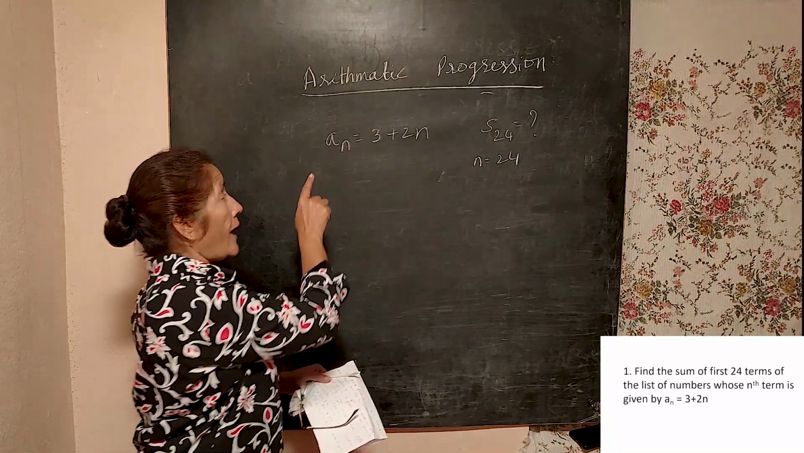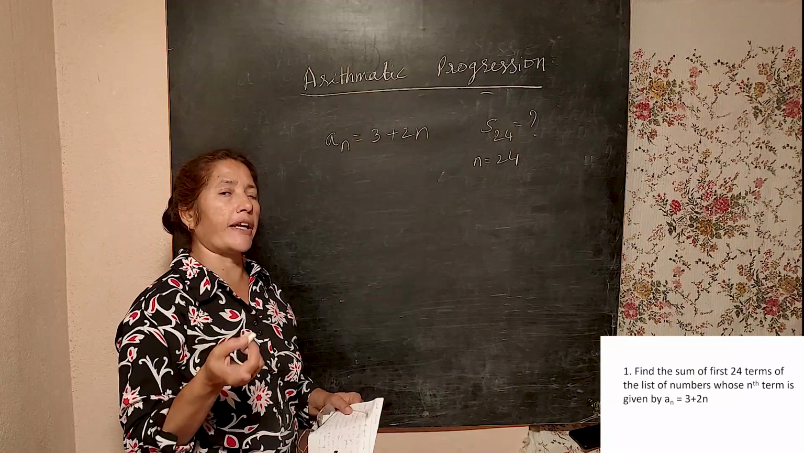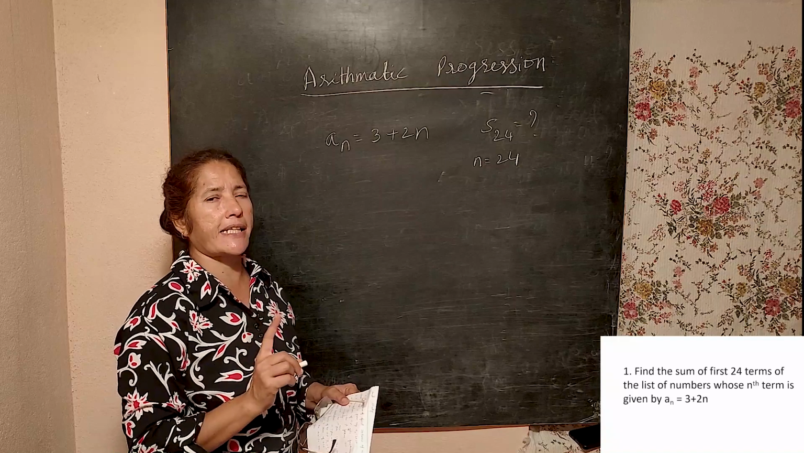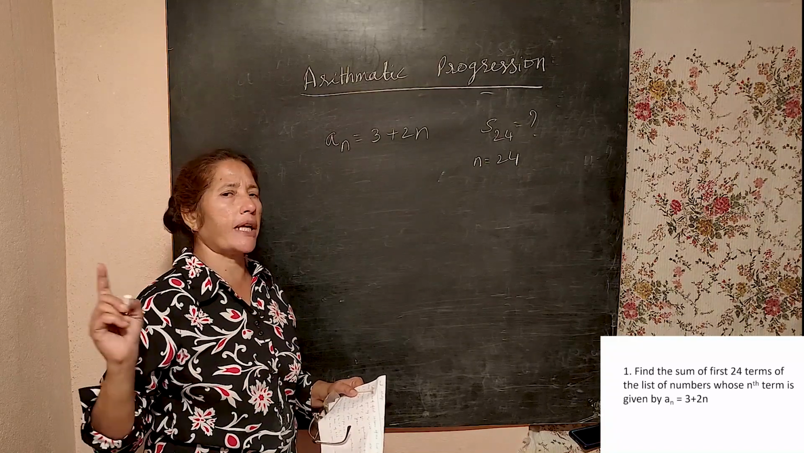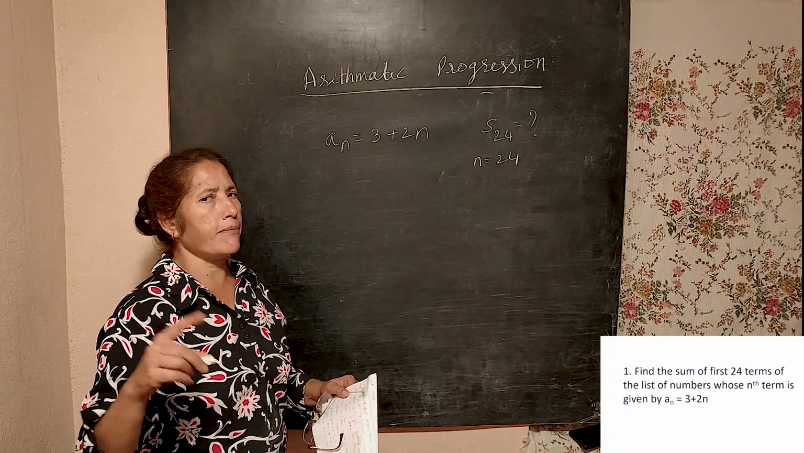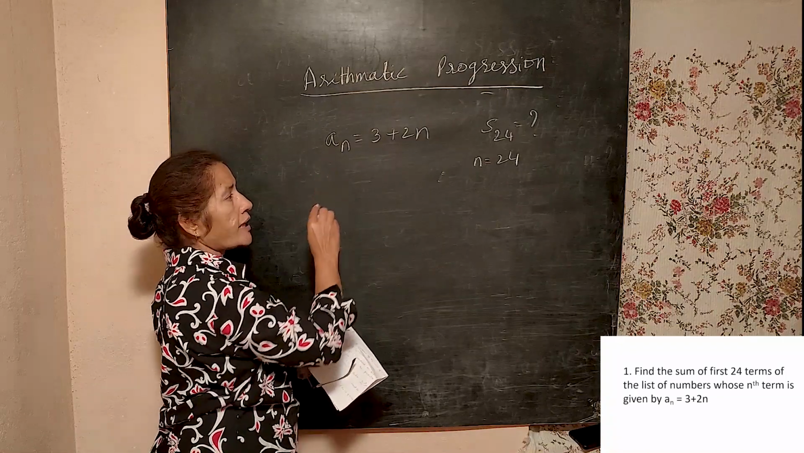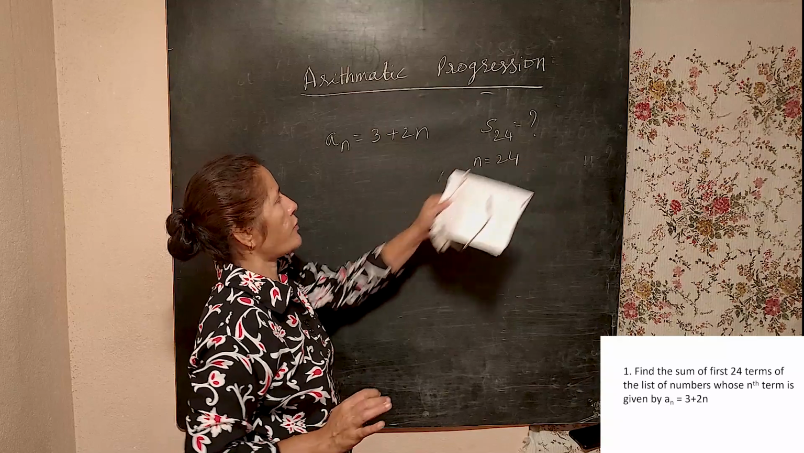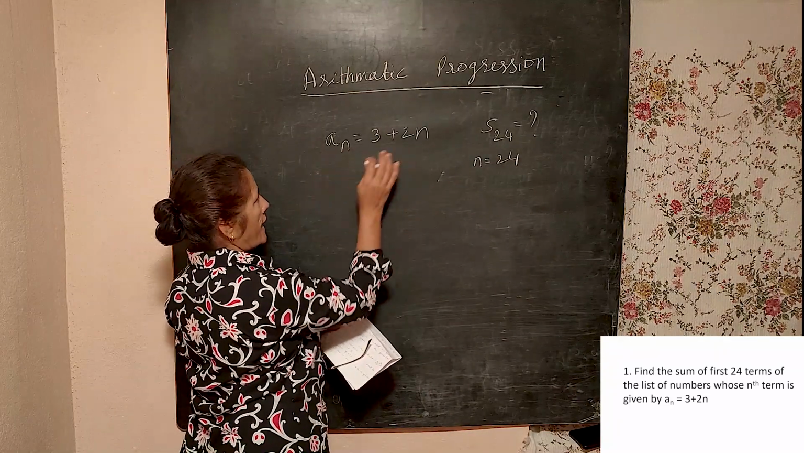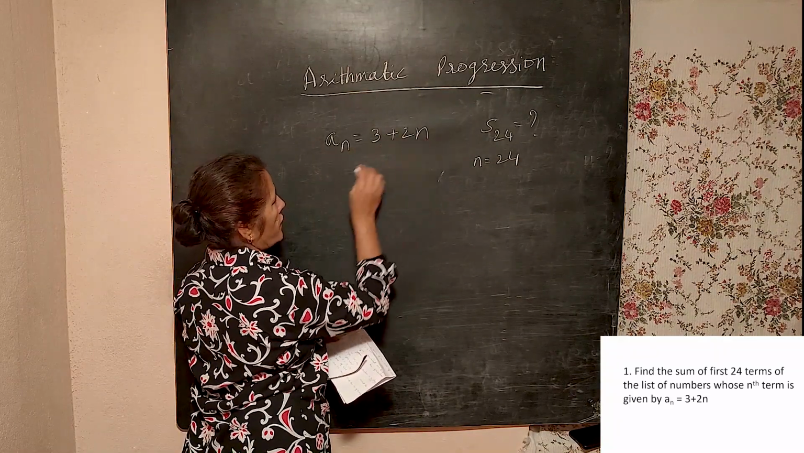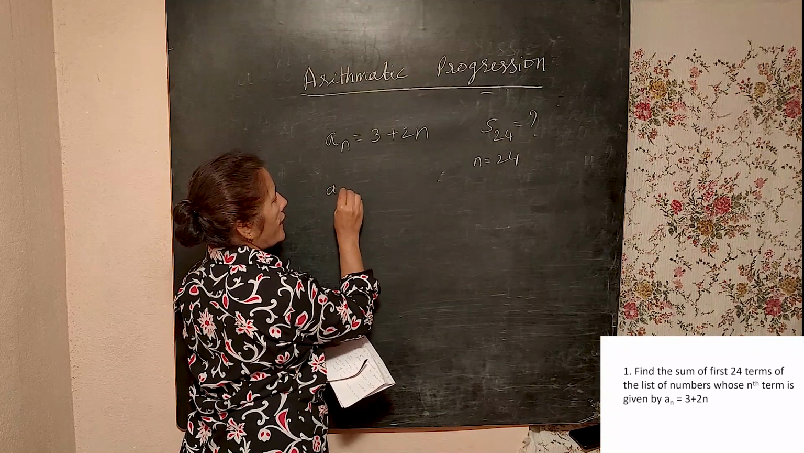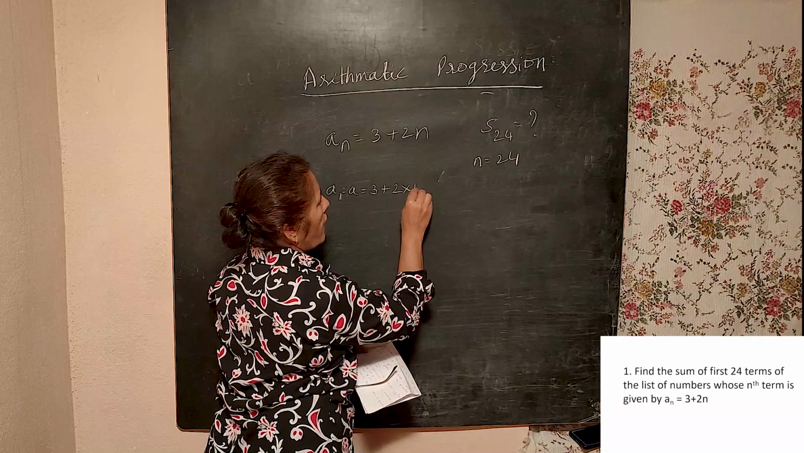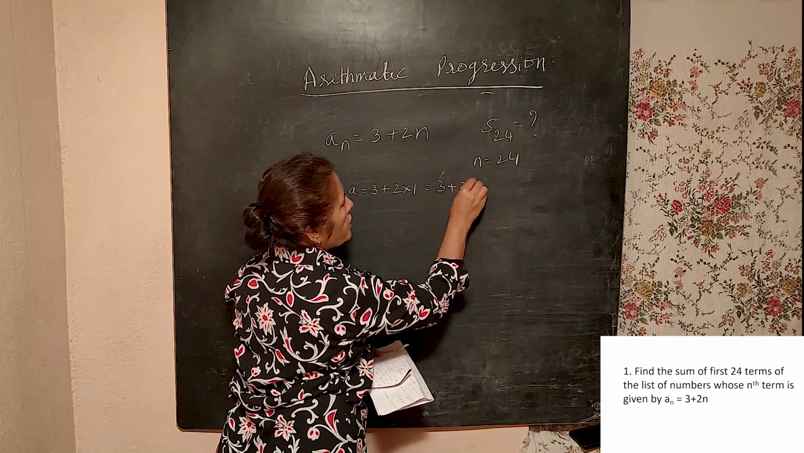They have given an, so I can find a1 and a24. Then I can use the formula Sn is equal to n by 2 into (a plus an), first term plus last term. That is what I can do very easily and get the sum S24. So what is an? 3 plus 2n. So a1, which is a, is equal to 3 plus 2 into 1, is equal to 3 plus 2, is equal to 5.